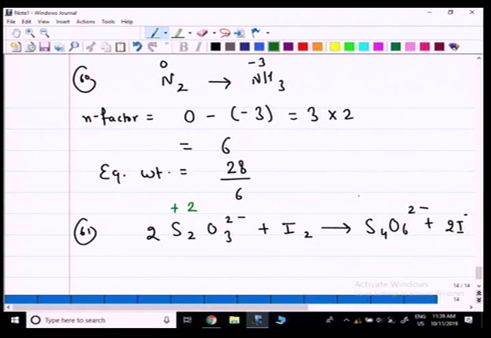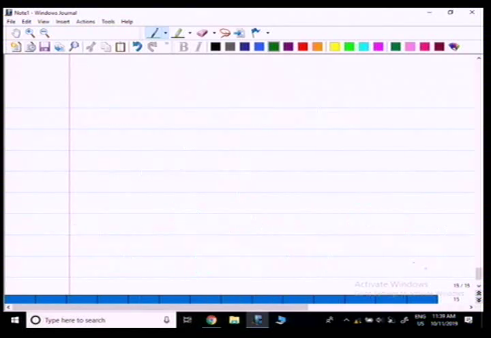6 2s are 12. It should be 2.5. Okay, so calculate the n factor. N factor would be 2.5 minus 2, into 2. This one should be 1. So molecular weight of Na2S2 is M. Then equivalent weight will be what? M by 1.